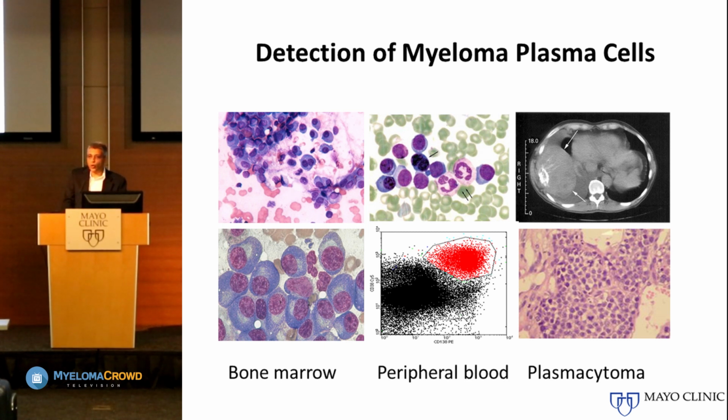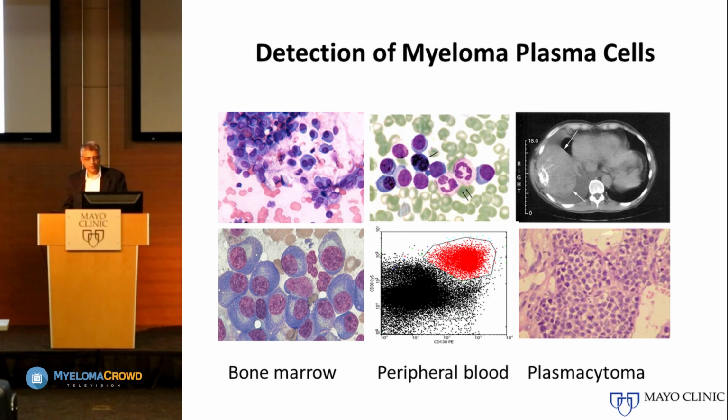But bone marrow is not the only place where you can find these myeloma cells. You can also find them in the blood. The vast majority of the patients have at least a few myeloma cells in the blood, but only a small proportion of patients will have significant numbers of these myeloma cells in the blood. And that also has implications for how aggressive the disease is, and we will talk about it in a couple of slides later.